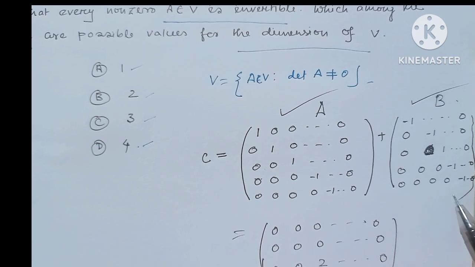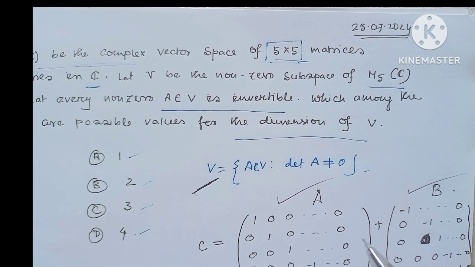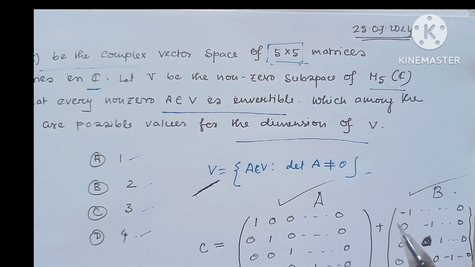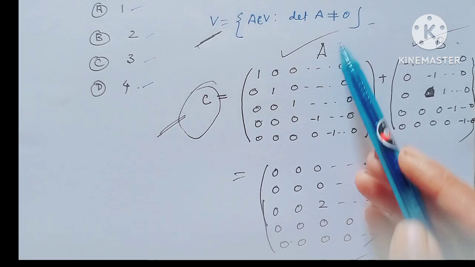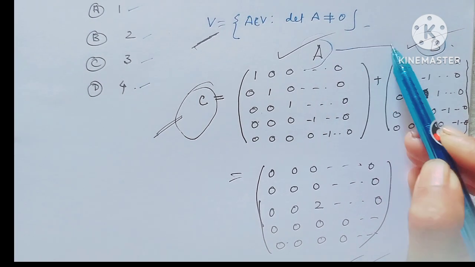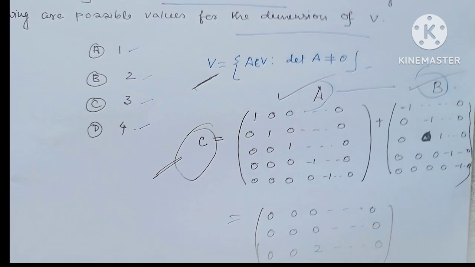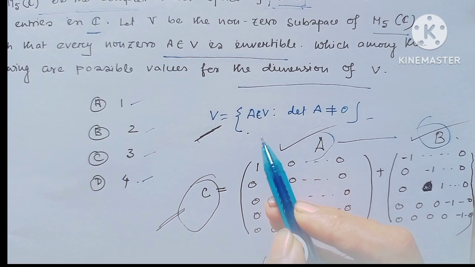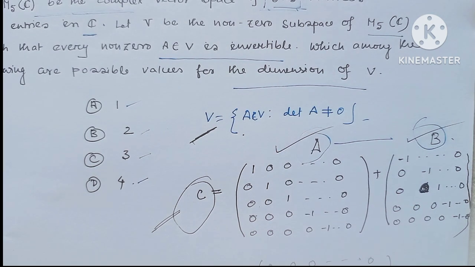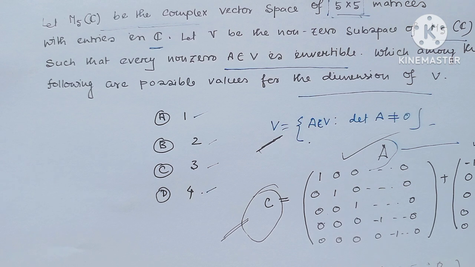That means here we have to consider only those invertible matrices which satisfy the properties of a subspace, because these types of invertible matrices do not satisfy the properties of subspaces. So V contains only those invertible matrices which satisfy the properties of a subspace. Next, I hope all my viewers have understood the concept.